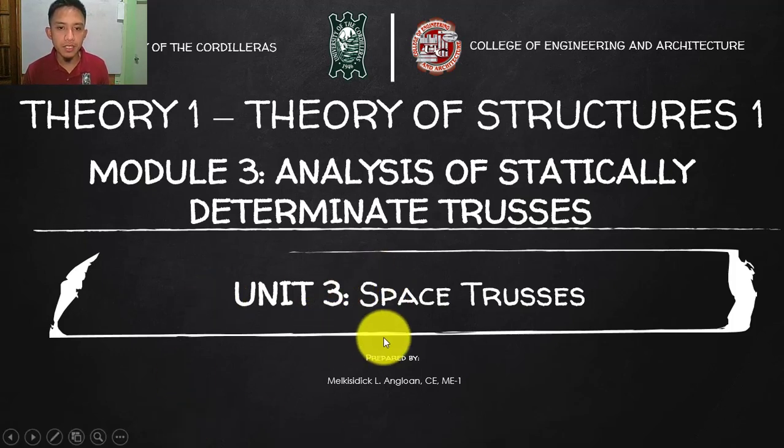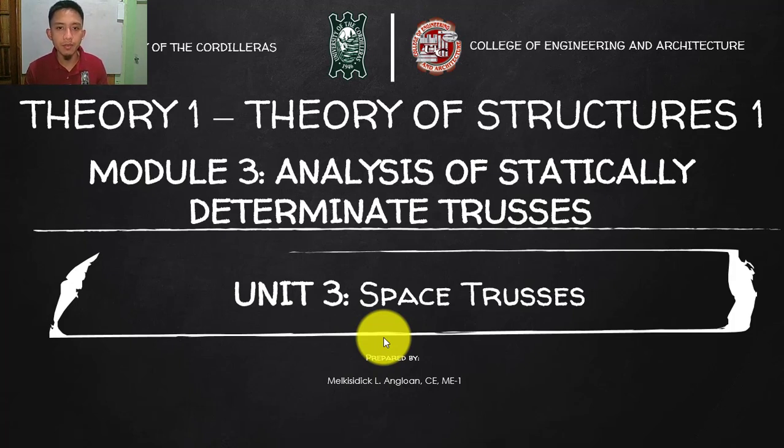So we will now proceed with Unit 3, which is the space trusses. In your Unit 1 and 2, we discussed the method of joints and method of sections, which we applied on plane trusses. Okay, so these are now the methods of sections and joints. So we will now be moving to the space trusses. So this is now a 3D truss. Okay, so we will be applying the method of sections and method of joints.